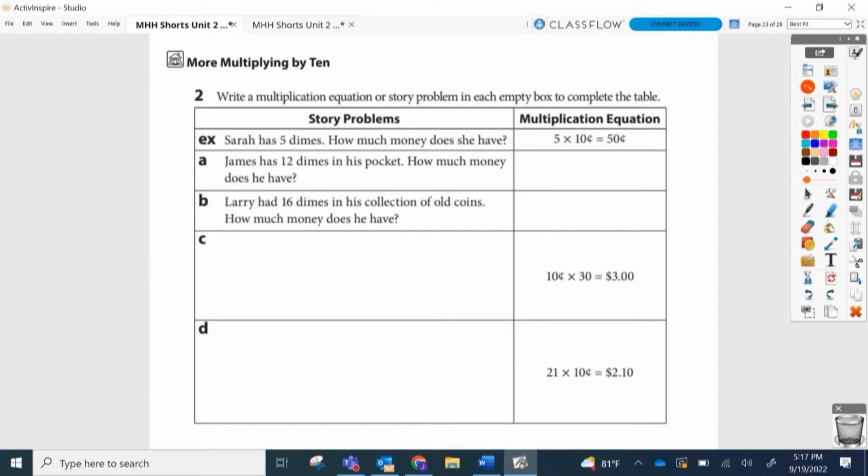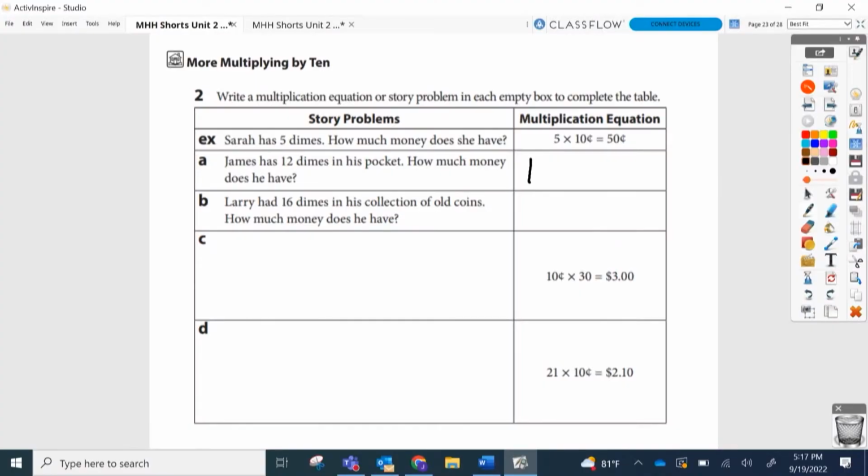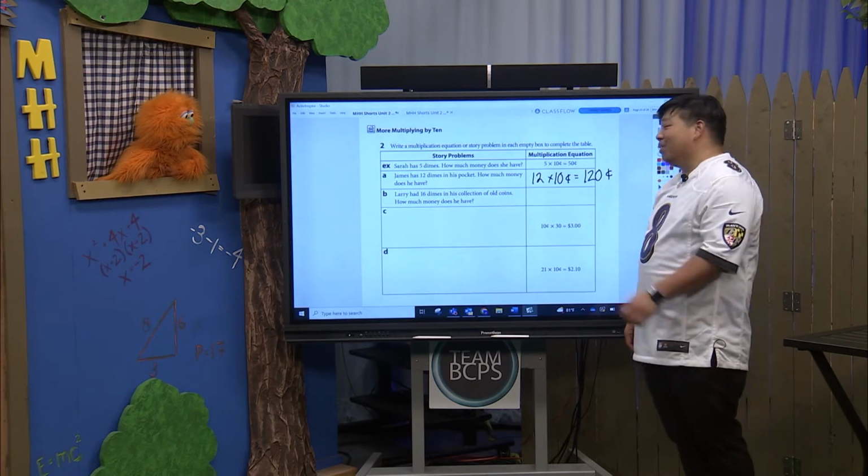Gotcha. All right. So James has 12 dimes in his pocket. How much money does he have? So here we'd have to do 12 times 10, because each one is 10 cents. And so how much money does he have? 120 cents. 120 cents. Not to be confused with the $120.